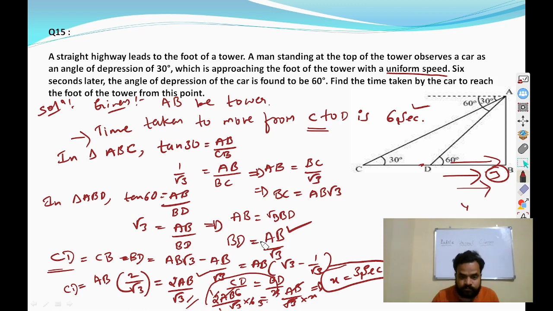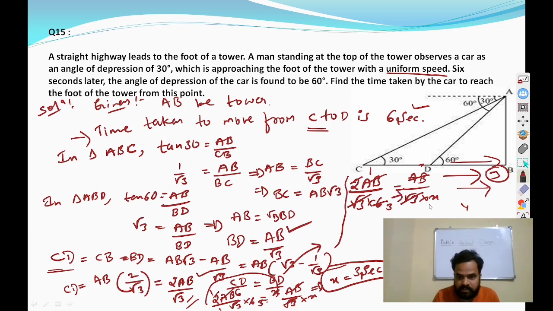Observe here also. This calculation I am explaining here. 2AB by root 3 into 6 is equal to AB by root 3 into x. So I'm going to cancel. Here also AB, here also AB cancel. Here also root 3, here also root 3 cancel. 2 1s are 2, 2 3s are 6. Now cross multiply: this 3 goes here, this x will come here. Therefore x is equal to 3 seconds.